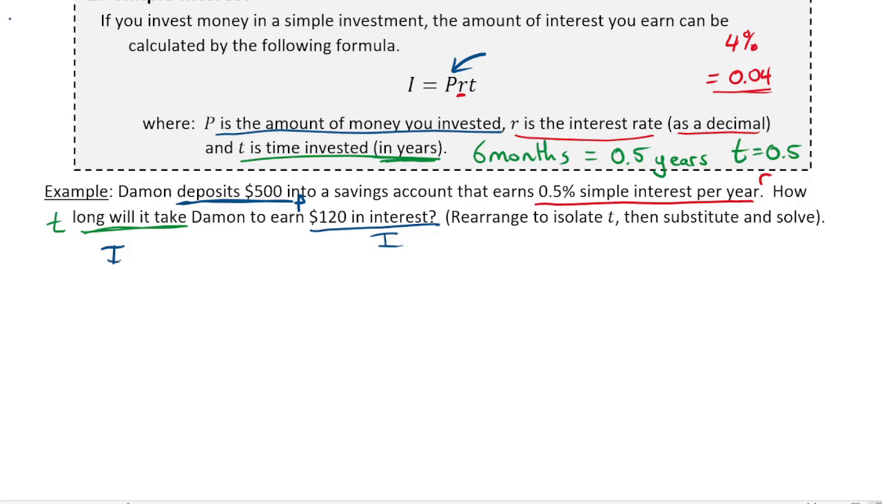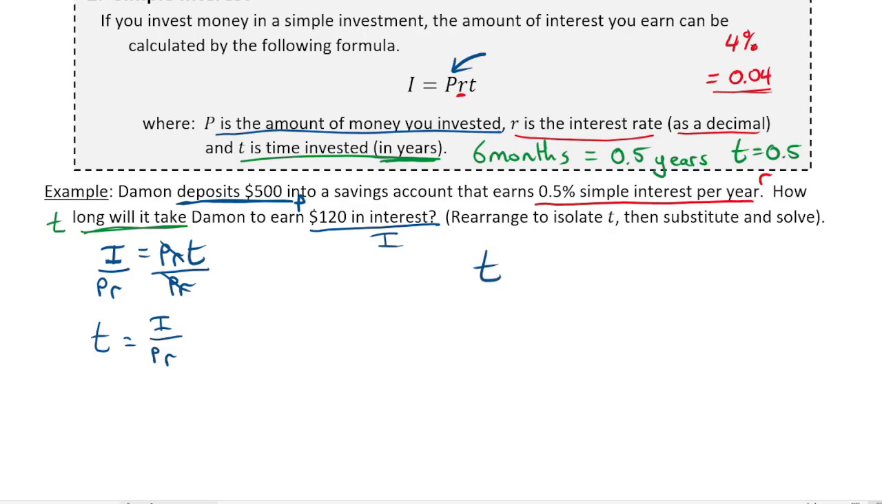So I is equal to PRT, and we rearrange this for T, the same idea, and we can actually do it in one step if we see that everything's just multiplying. So if I want T by itself, well, P and R are multiplying, so I can divide by P and R, and that'll undo each other. Whatever I do to one side, I do to the other. So T is equal to I over PR. And R is a decimal, remember.